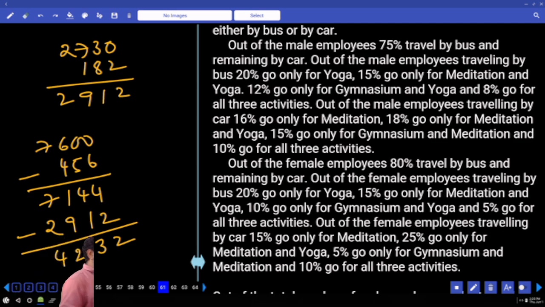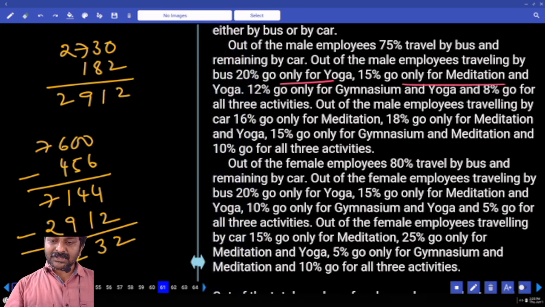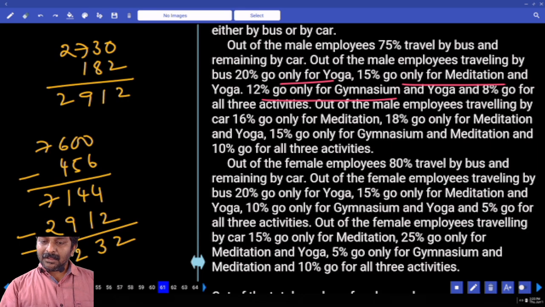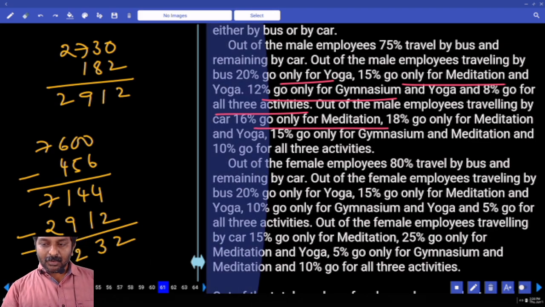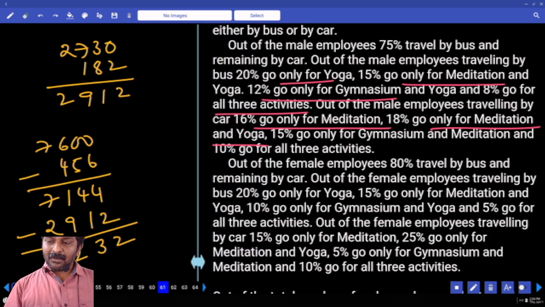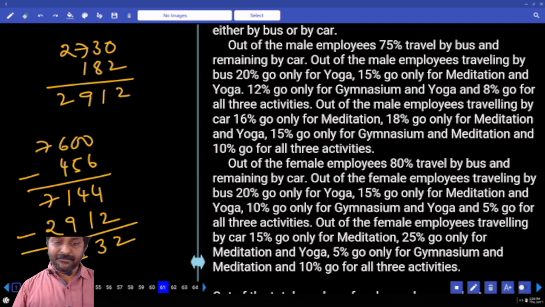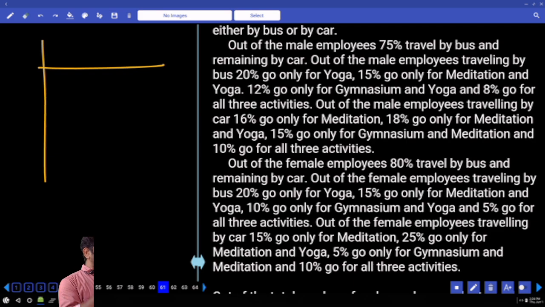Can you tell me just one thing? Read this data and tell me in which graphical form you need to convert the data. Table? Why? Every piece of information has the word only, only, only. Only yoga, only meditation, only gymnasium and yoga. So you see the word only every time, so it is enough to convert the data into table form. If only is not there, then we'll go for a Venn diagram.